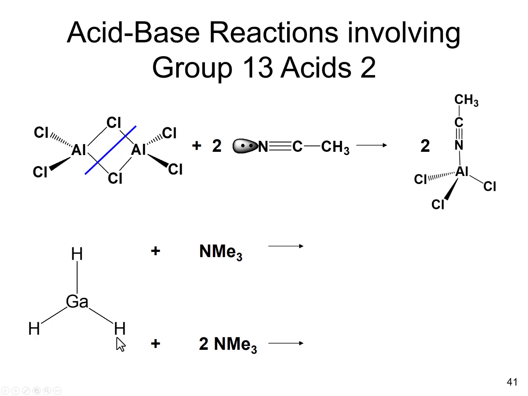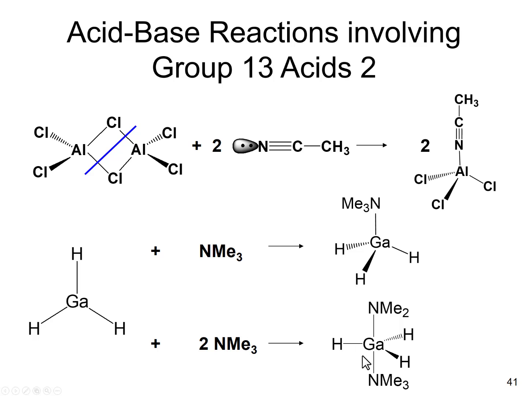Similarly, you can also have gallium hydrides here. They are also electron deficient, and they react with trimethylamine to form an adduct. And in the gallium case, you can also react with 2 equivalents of trimethylamine to form a pentacoordinate species. Now this one has more than 8 electrons in its valence shell.